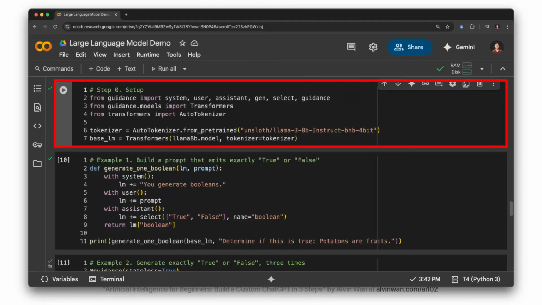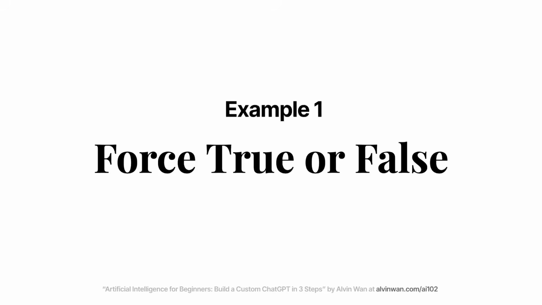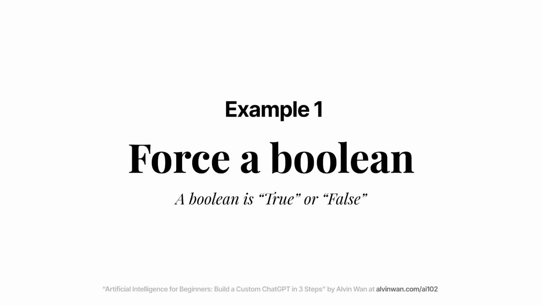Navigate back to your notebook and scroll down to Step 0 Setup. Mouse over the cell and click Run. You won't see any output for the step. You're now set up. For our first example, we will force true or false. Equivalently, we can say that we'll force a boolean. A boolean is just true or false.